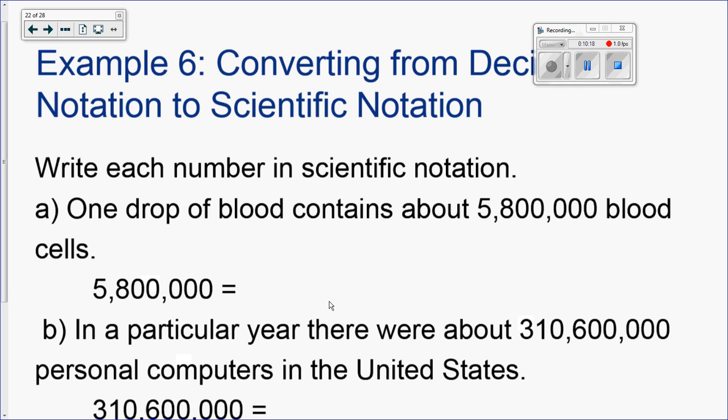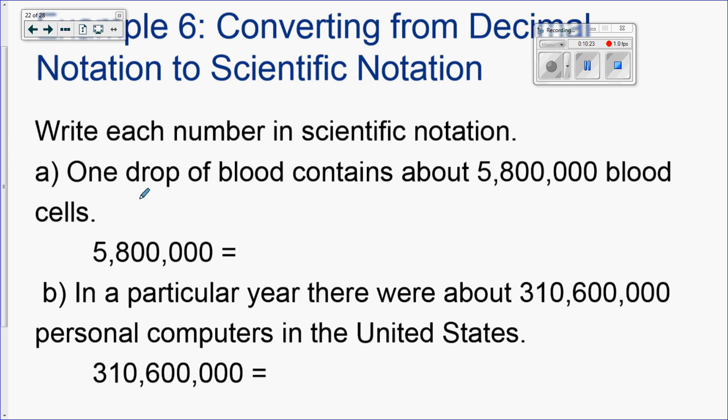Okay, so if I'm going to write this in scientific notation, I want to, again, even though we don't write it, there's a decimal point here. I want to move it over there. So I'm going to have 5.8 times 10 to the 1, 2, 3, 4, 5, 6. Positive because it's a large number and you don't see the decimal.